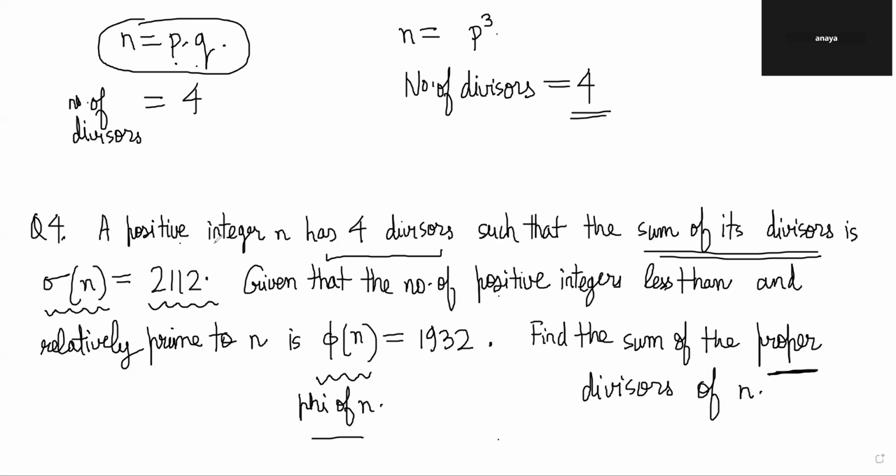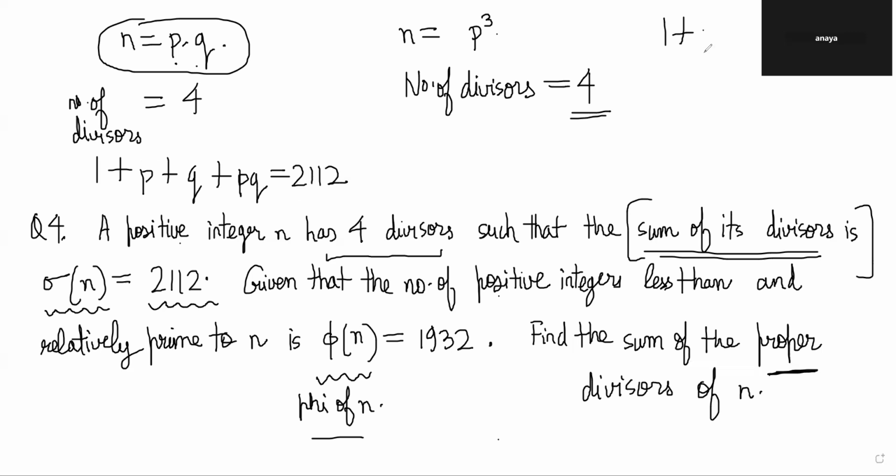Now we know that the sum of its divisors is this. So now we can take the cases here. We're getting 1 plus p plus q plus pq is 2112. Or you could get here 1 plus p plus p square plus p cubed is 2112. Right? Yes.